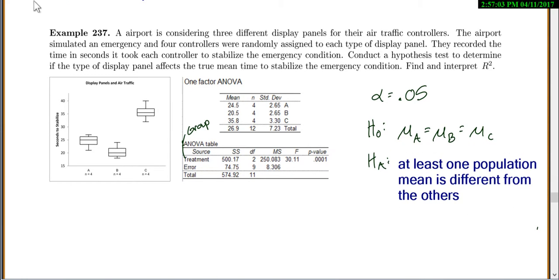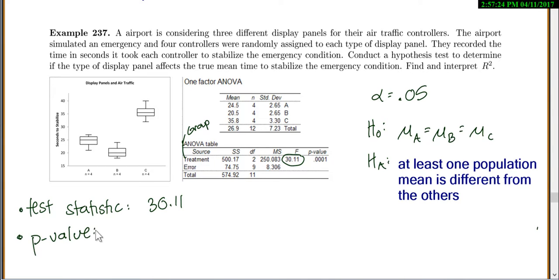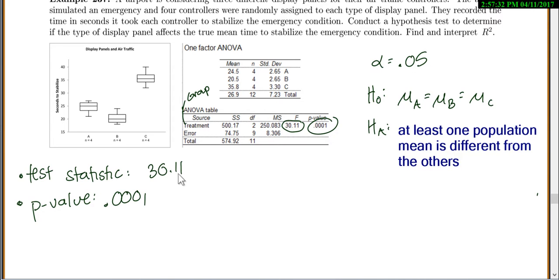And then we keep just pulling stuff off of here. So we always look for a test statistic. In this case, it's really easy because you just come here and you find F on there. The test statistic is 30.11. There you go. Then you find the p-value by just looking at the chart. It's 0.0001. Comparing that to alpha, 0.0001 is much smaller than 0.05, so this is a small p-value. And we reject the null.